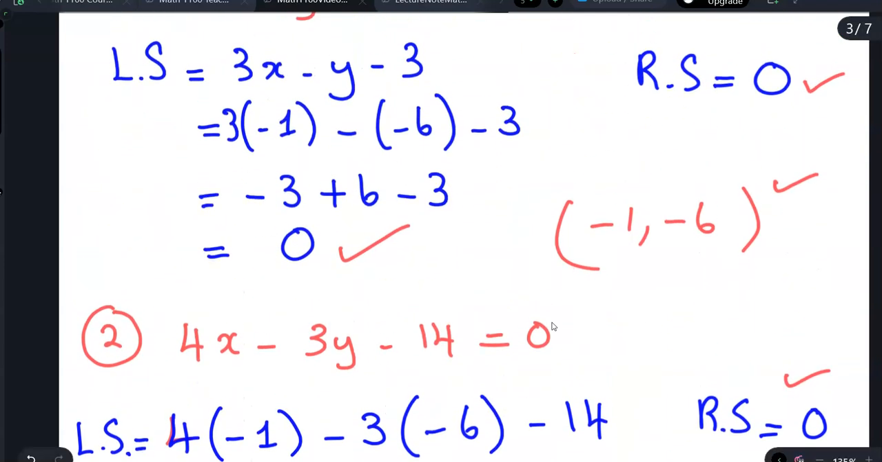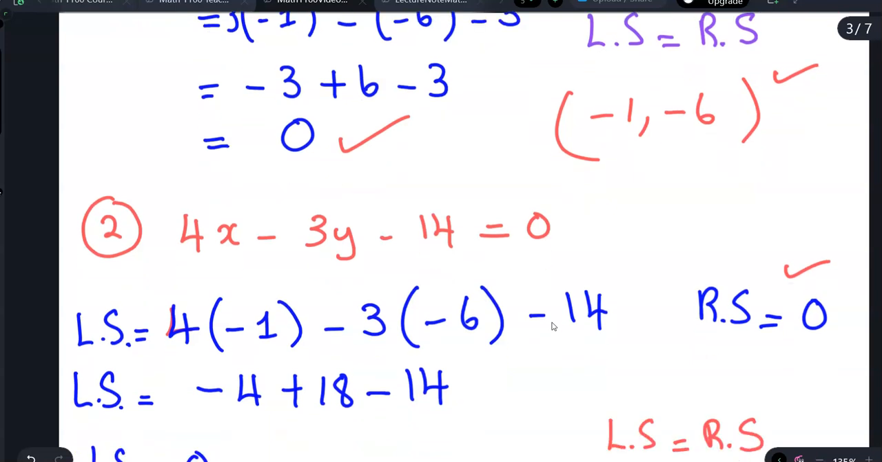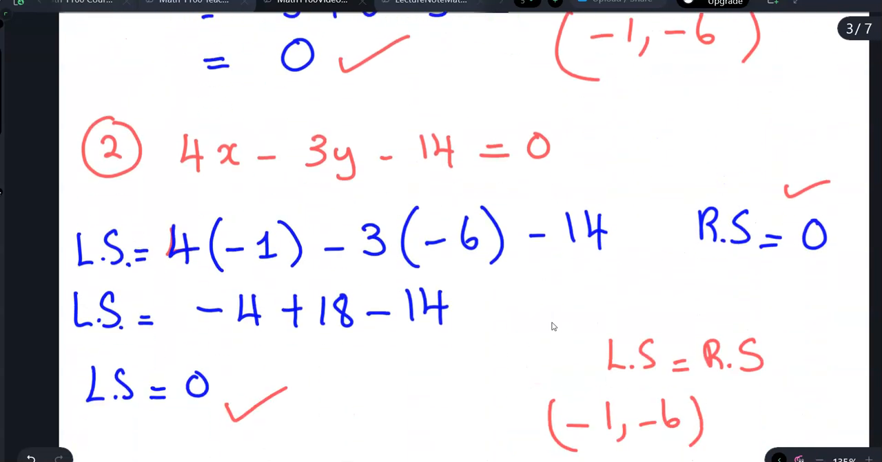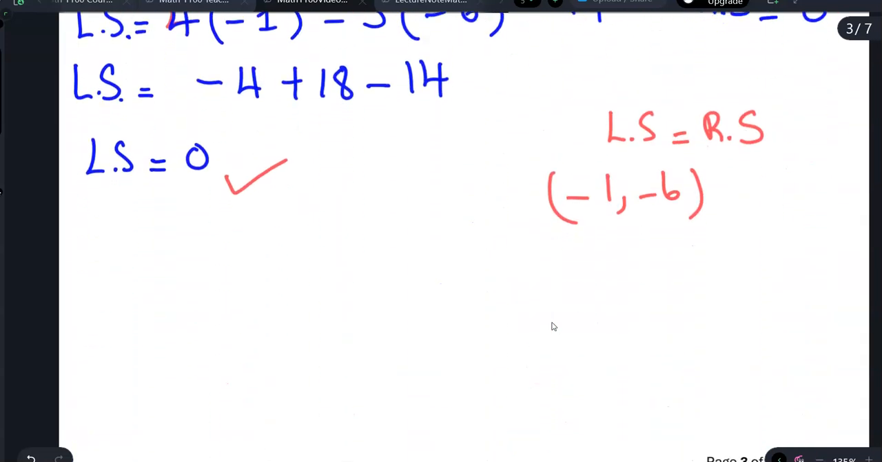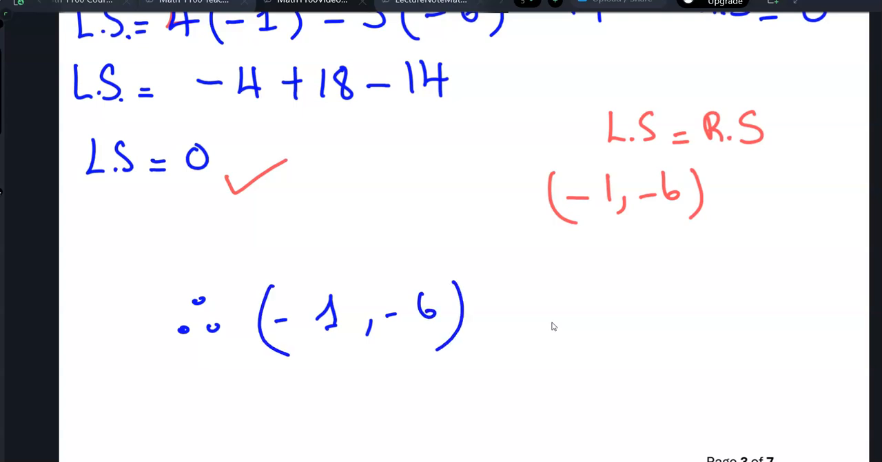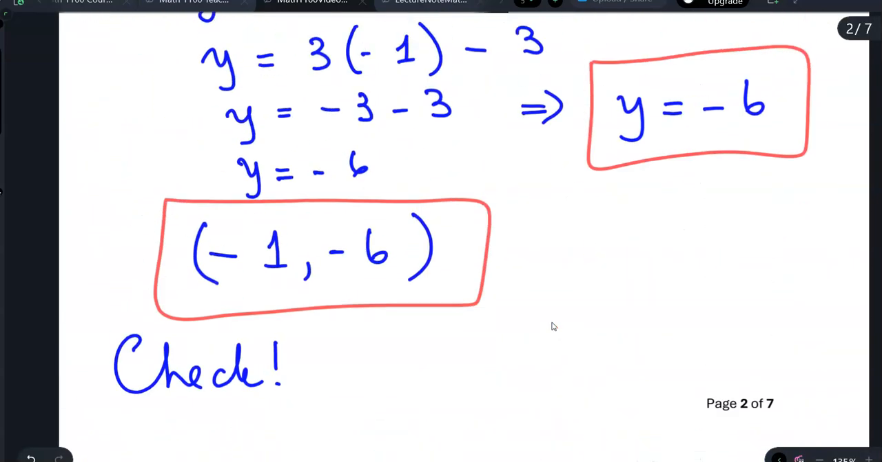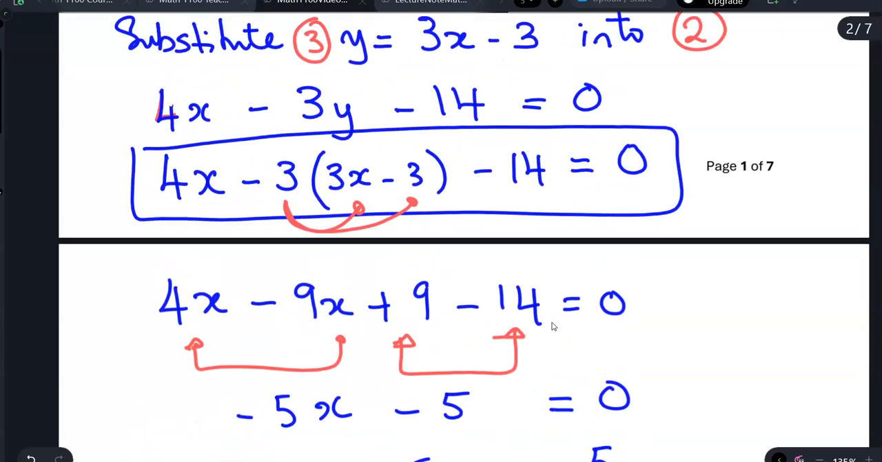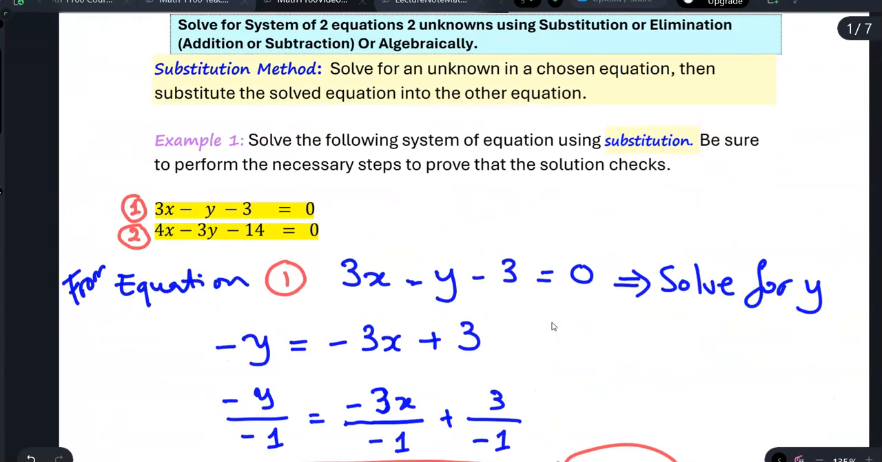And up here, my left side also equal to my right side. Negative 1, negative 6 stays true to equation number 1. Therefore, I conclude that negative 1, negative 6 is the solution for the system of two equations, two unknowns, that given to us as such.